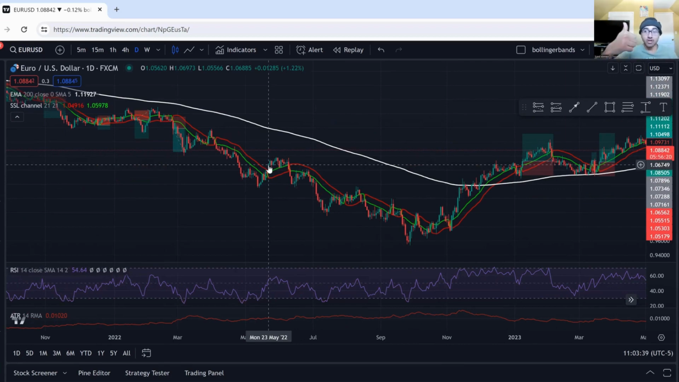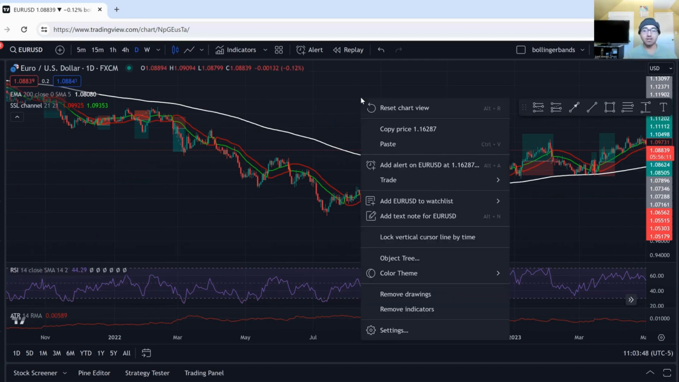Again, you have your trend, you have your momentum indicator, you have your entry indicator, you have your stop loss indicator. What more do you need? This is how you build a strategy, guys. And I'm going to go over that in the next video as well.